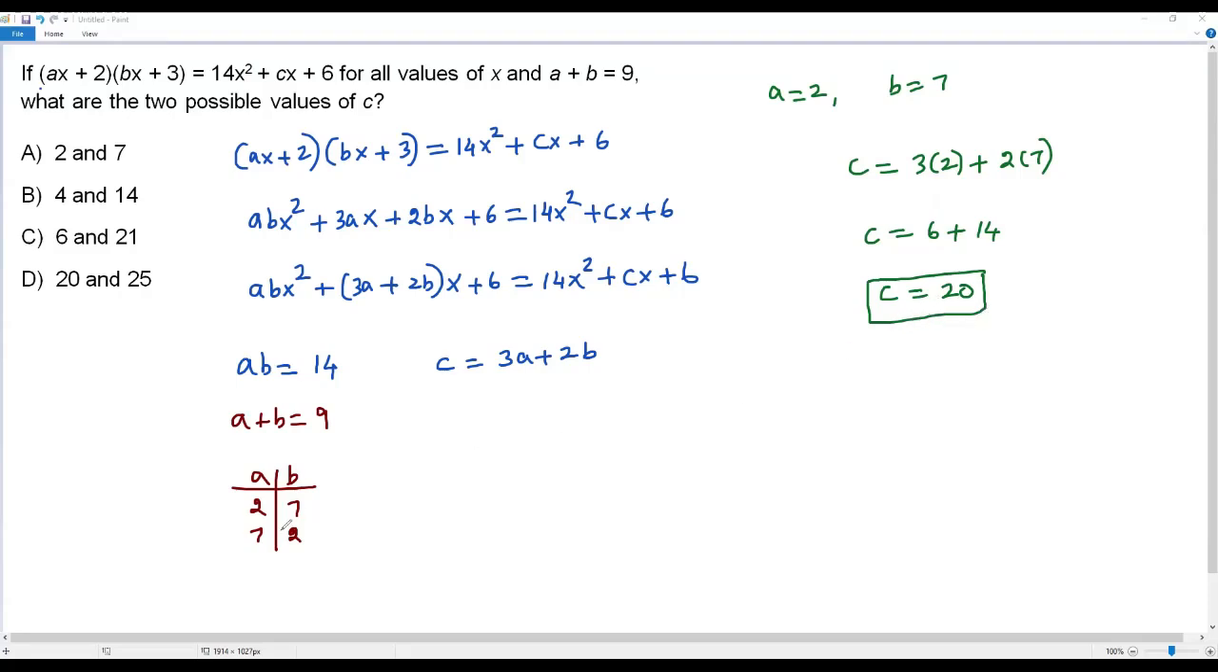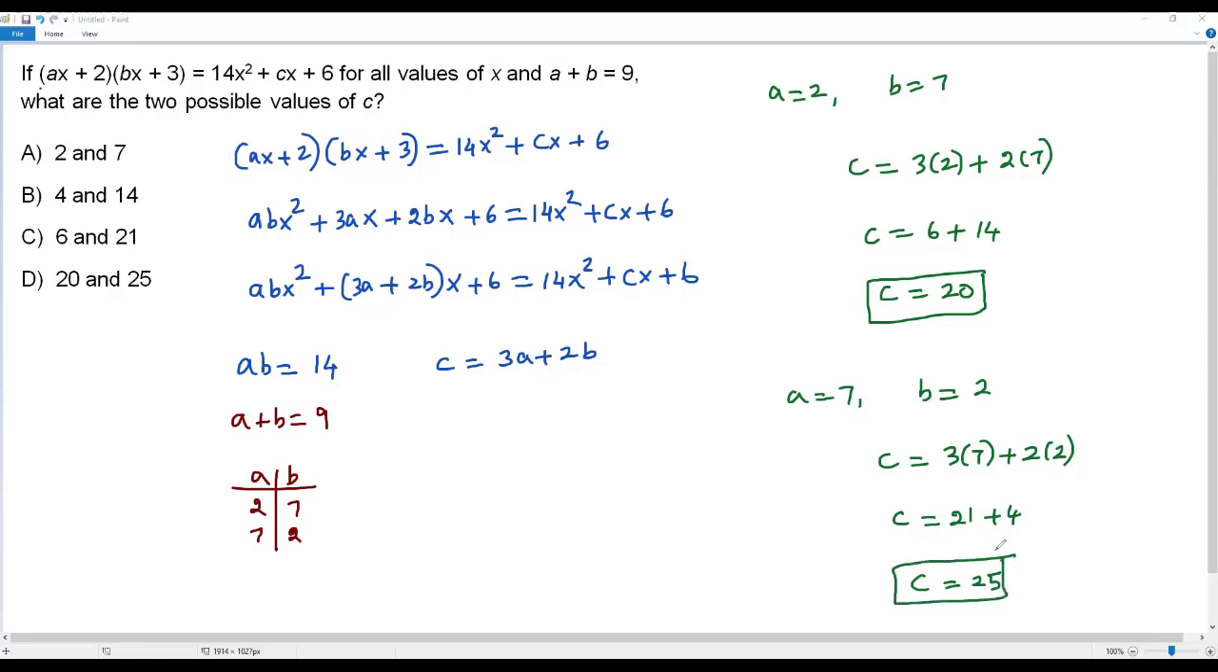Now let me take the second pair of values, a = 7 and b = 2. I have to plug in a = 7 and b = 2 over here. Then I get 3 times 7 + 2 times the value of b, which is 2. Then we get c = 3 times 7 is 21, plus 2 times 2 is 4. Then I get c = 25. So now I got the second value of c.